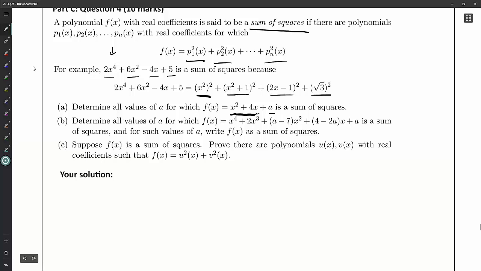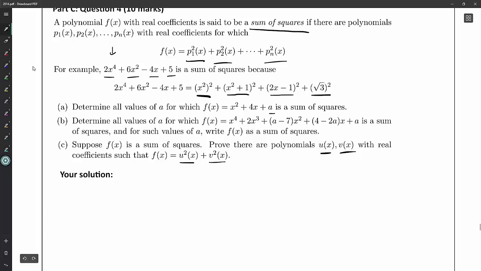B, determine all values of a for which x to the 4 plus 2x cubed plus a minus 7x squared plus 4 minus 2ax plus a is a sum of squares. And for such values of a, write f of x as a sum of squares. Okay. And C, suppose that f is a sum of squares. Prove there are polynomials u of x, v of x with real coefficients so that f of x is u squared plus v squared.